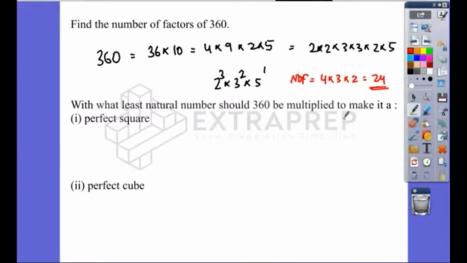Okay, this is easy. But once you prime factorize, there is this kind of question which can be asked. 360 is not a perfect square, but with what least natural number should it be multiplied to make it a perfect square? You could multiply with 360 and it will become a perfect square, but he is asking us to find the least possible natural number. So what we'll do is, we know the prime factorized form. For such questions, you need to prime factorize the number first. Even for a perfect cube, you'll need to prime factorize the number first.